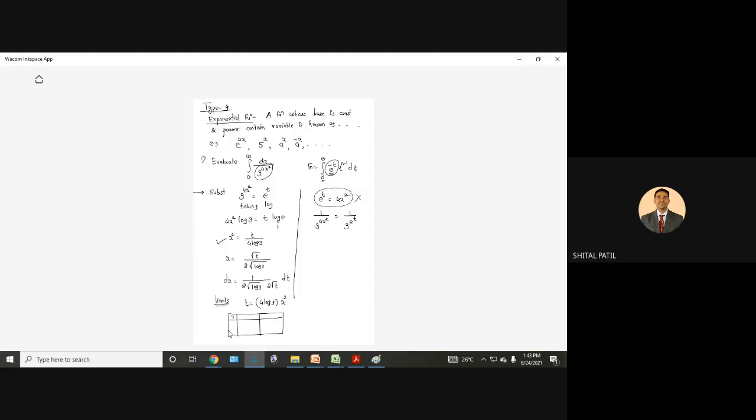Limits of x are known to us, 0 and infinity. Find limits of t. Substitute x equal to 0: 0 into 4 log 3, 0. Substitute x equal to infinity: infinity into 4 log 3, infinity. Therefore the integral will become, I'll write it on next page.